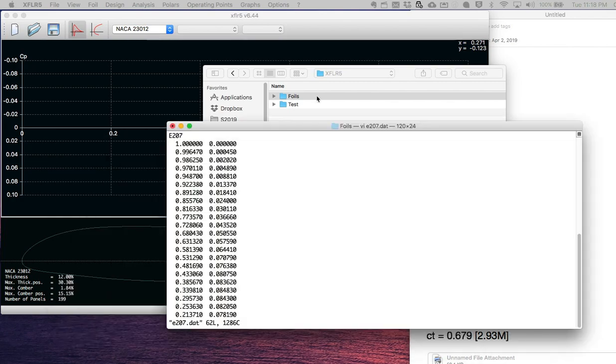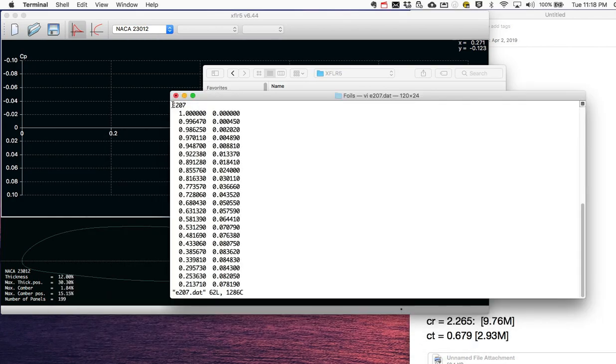So open it up in VI, the editor I use. The header is just the name of the foil. This is only going to be used for naming things inside the system, as it is in XFoil. It doesn't affect anything else. And then you have two columns: a column of X, a column of Y. It starts at the trailing edge, moves backwards on the upper surface.